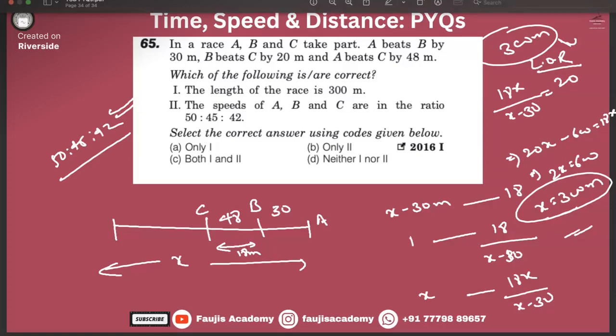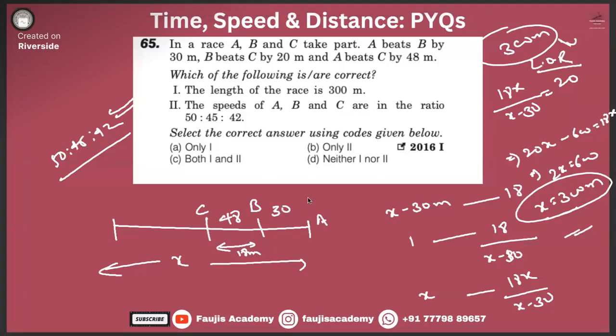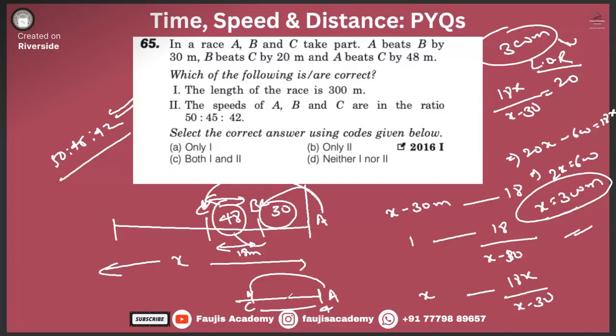Yes, sir. If we take x minus 30 as the total length of the race for B, why have we taken 18, sir? We have taken 18 because for this x meter race, A is beating B by 30 meters and A is beating C by 48 meters. So the gap between B and C when A completes the race is how much? 18 meters, right? Yes, sir. The distance between A and B is 30, so what is the distance between B and C? It's 18 only, no? 48 minus 30.